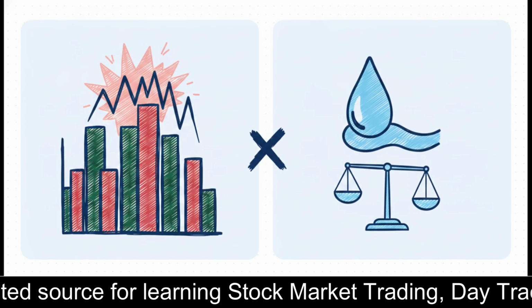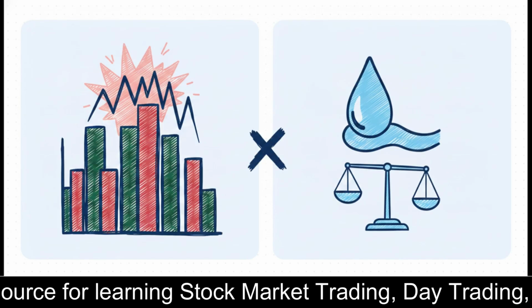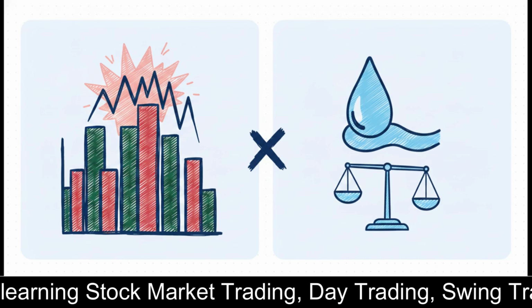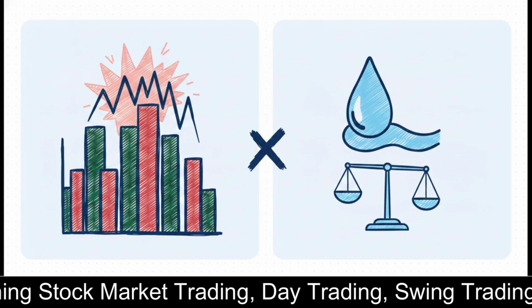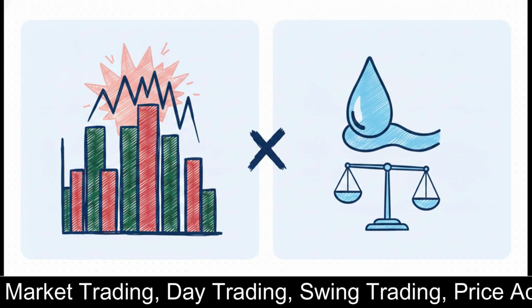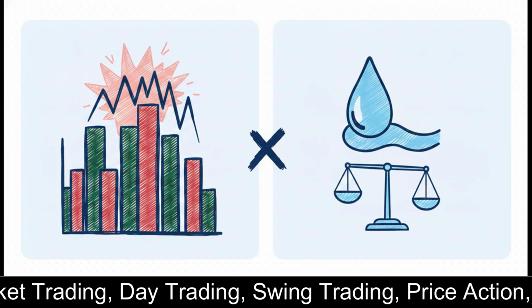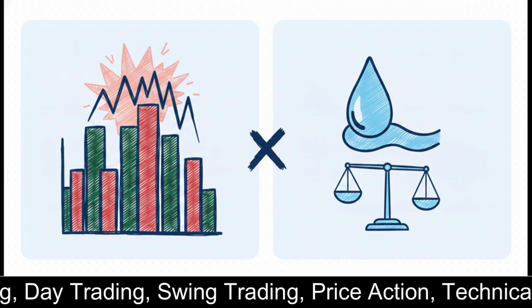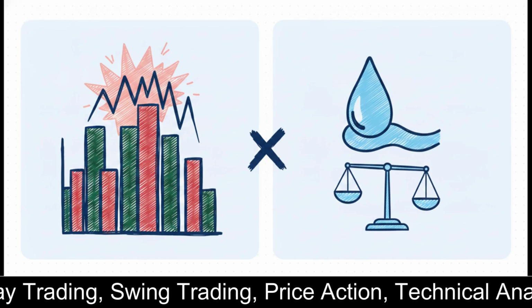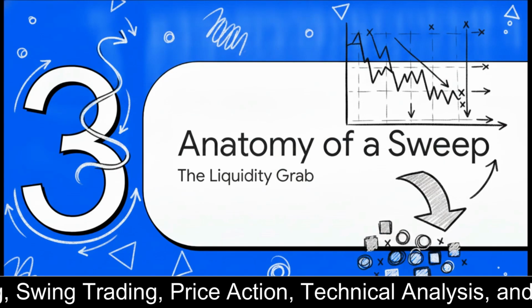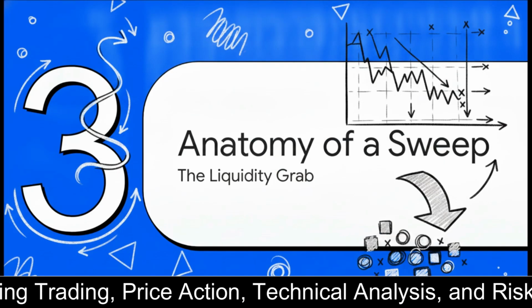Actually, quick timeout before we go any further, because this is a really crucial warning. Liquidity and volume are absolutely not the same thing. I see this mistake all the time. A massive volume bar? That just tells you how much total activity happened. It doesn't guarantee market depth, and it definitely doesn't guarantee tight spreads. So please, don't just look at a giant green candle and oversimplify things by saying, oh, hey, that's liquidity. It's not. All right, let's move on to Section 3, Anatomy of a Sweep.